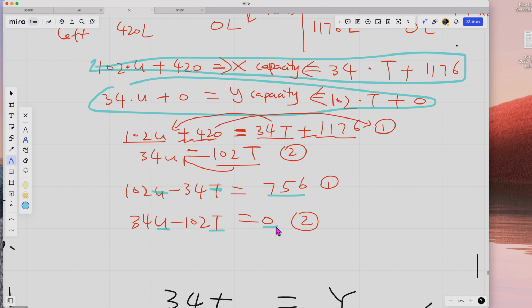So therefore, what you key into the calculator is 102 minus 34, 756 for the first row. Then for the second row is 34 minus 102 and 0. And then you should get U equal T equal already. So U equal. Not a good number? No. Okay, so let's look at the question again. Did we make any mistake?